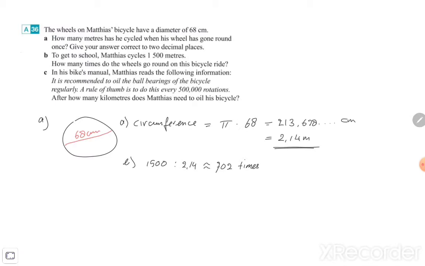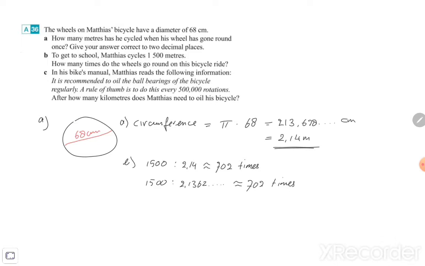If you want to get the exact answer, then you need to do 1500 divided by 2.1362 etc. So you can leave that answer in your calculator, but then you even get rounded 702 times. Sometimes it's one more or one less than this answer, but here you get the same answer, 702 times.